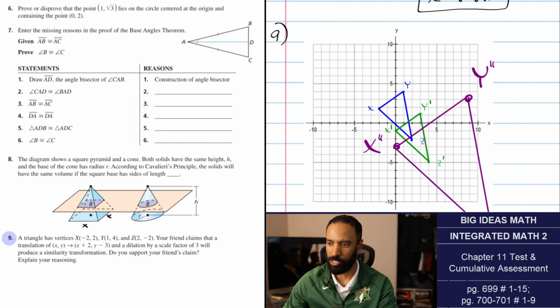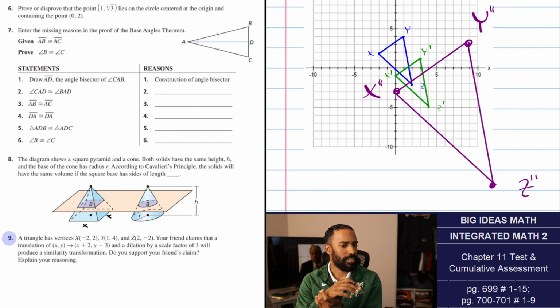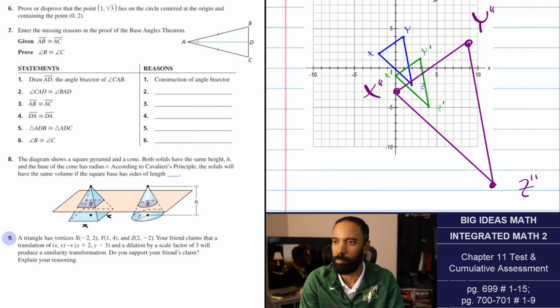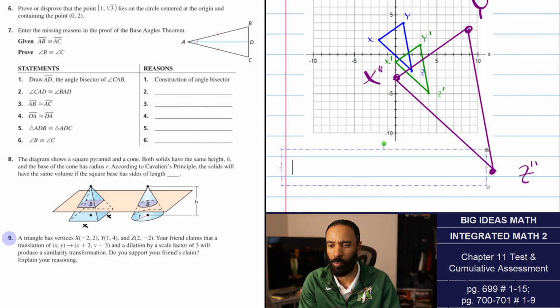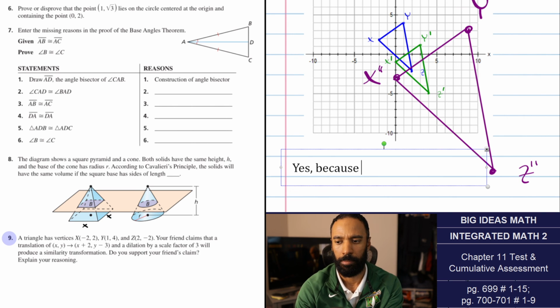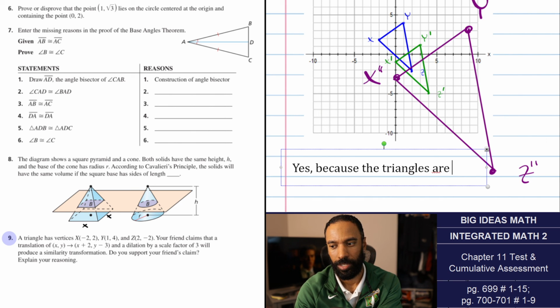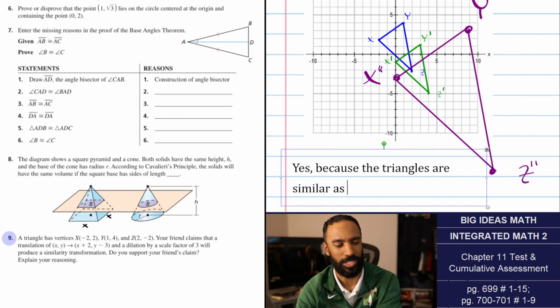I know you can't see Z at the bottom, so I'll scroll down. So we have that right there. They're asking, does it produce a similarity transformation? Yeah. Explain, because it does. I can't remember what I need to say. Yes, because the triangles are similar, as angles remain congruent as side. Oh, I don't remember what to say here.